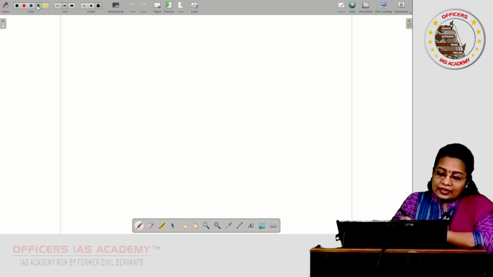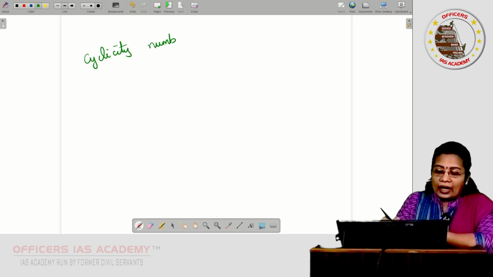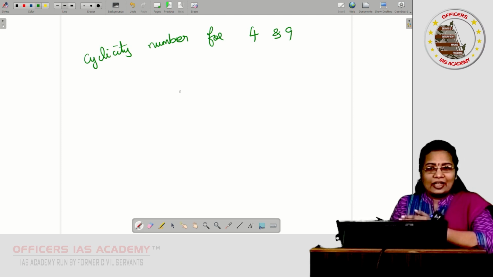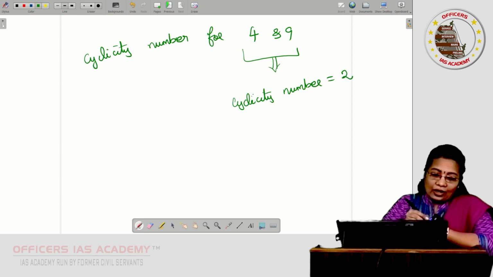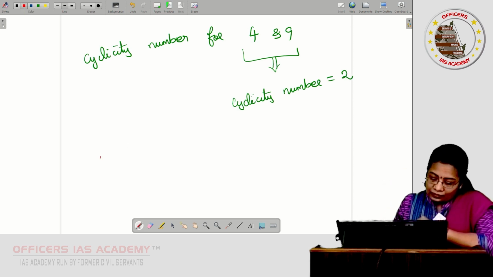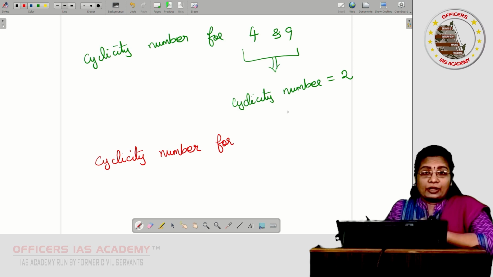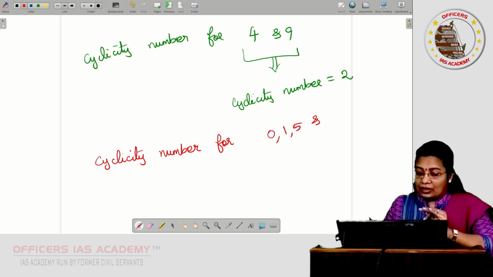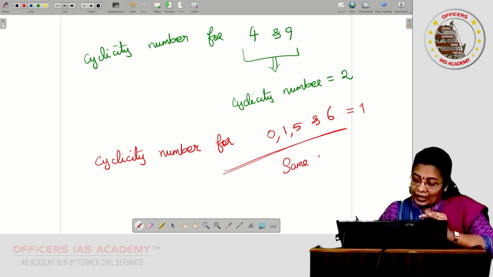Next thing, the cyclicity number for 4 and 9. There is a similarity between the cycles because these two numbers have cyclicity number 2. Okay. What about the balance numbers? For the remaining numbers 0, 1, 5 and 6, they will be getting the same numbers as the result.